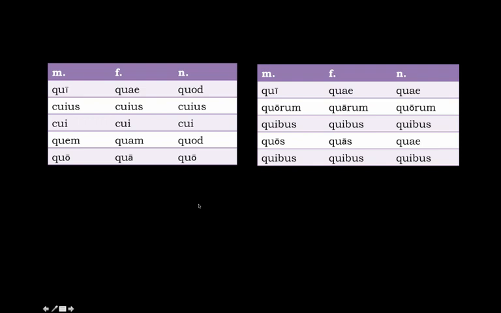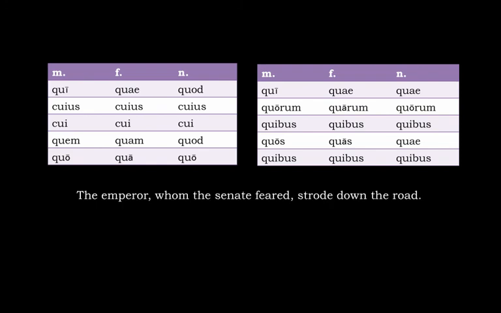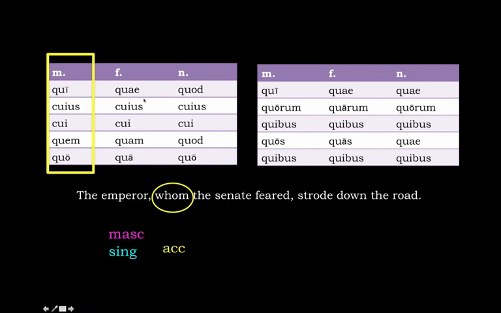So now that we've taken a look at the charts, let's see how we could figure out the relative pronoun to use in the sentence. The emperor whom the Senate feared strode down the road. We already identified whom as the relative pronoun, and we learned from the previous couple minutes that it was masculine, singular, and accusative. So now let's match them up on the chart. We know that this is the singular chart over here. We're going to isolate the masculine column and go down to the accusative form. And if we were to write this sentence in Latin, that relative pronoun would have to be quem.